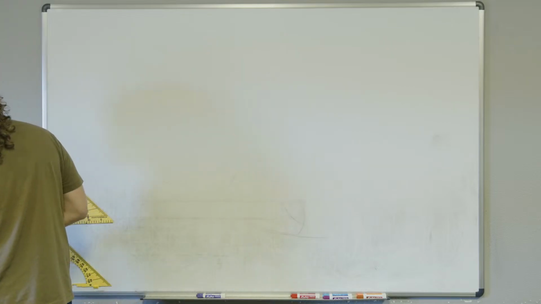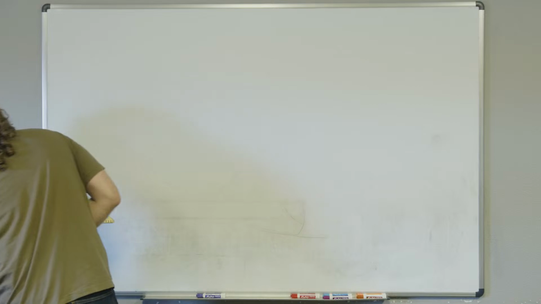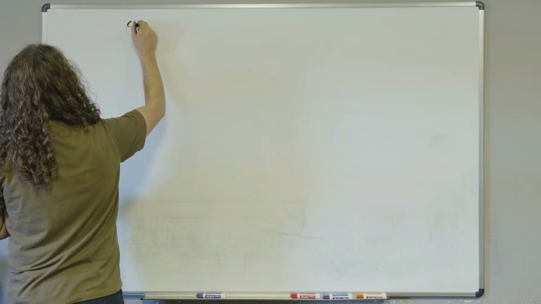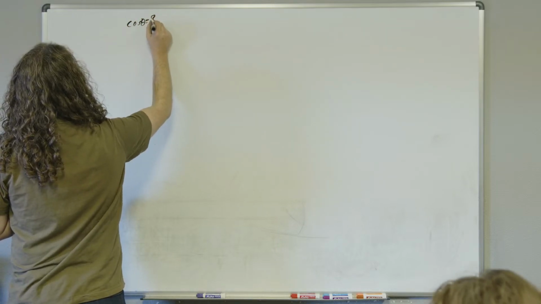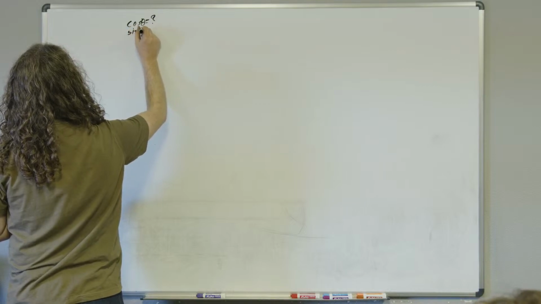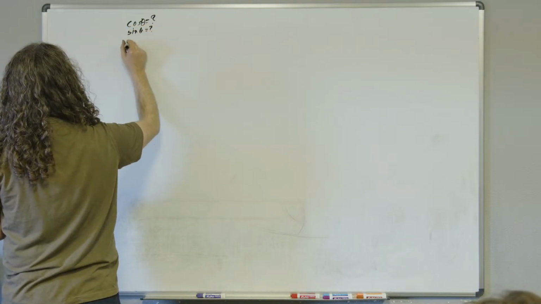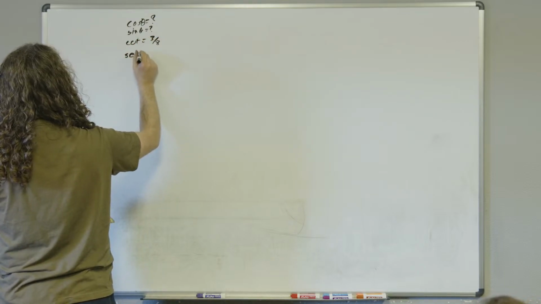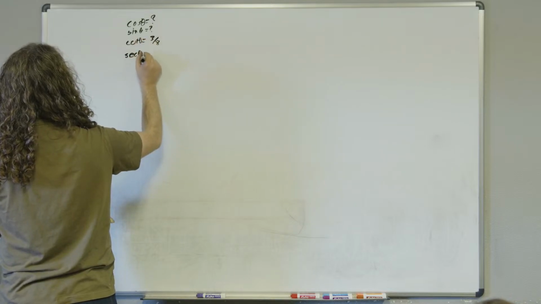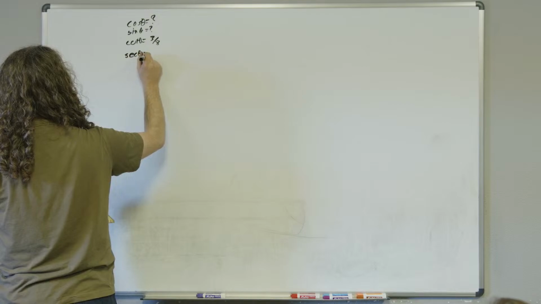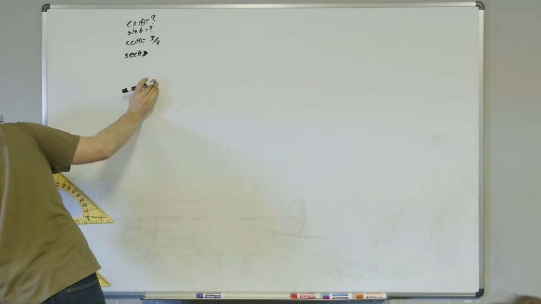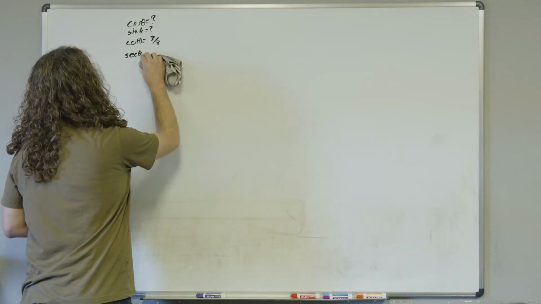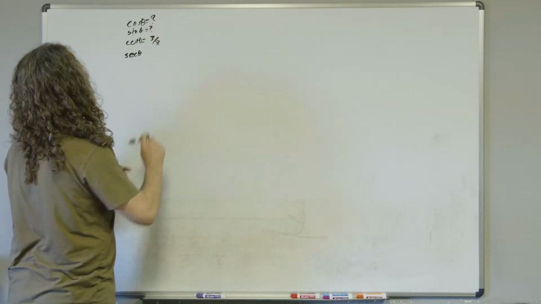So, number 2. We find cosine and sine given the cotangent is 3/8 and secant is less than 0. Cosine and sine. We are given that cotangent equals 3/8 and secant is less than 0.